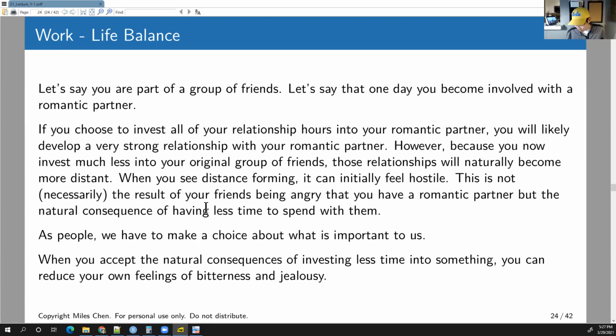Okay. And when you realize that you're getting a little bit distant from your original group of friends, it might feel a little bit hostile, but they're not. I don't think they're actively trying to be hostile. They're just recognizing that their relationship with you has shifted. And so if you can just kind of accept that this is what happens when you spend less time with somebody, that you get a little bit more distant from them, I think you can accept that and be happy in life and not feel like people are trying to antagonize you or anything like that.